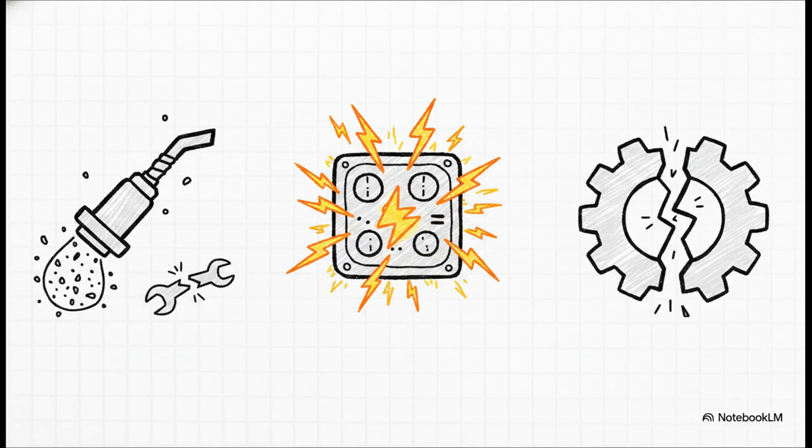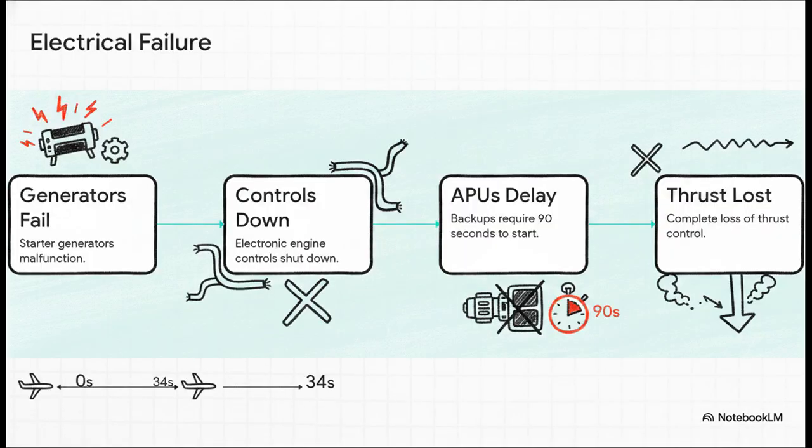This definitely places a lot of scrutiny on the 3 fuel suppliers at the Ahmedabad airport. Theory number 2, a total electrical failure stemming from a starter generator malfunction. And theory number 3, a catastrophic mechanical or maintenance defect. Let's zoom in on how that second theory, a total electrical failure, actually plays out in real time.